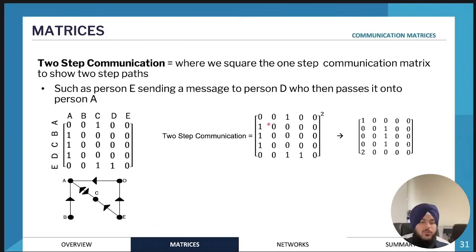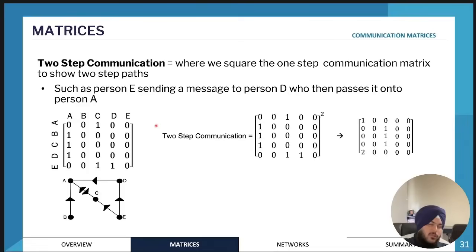To find the two-step communication matrix, or a matrix that gives this: if there's a 1 here, in a two-step communication matrix, what that essentially tells you is that B can communicate with A in 2 steps.